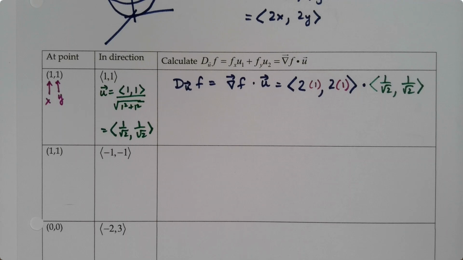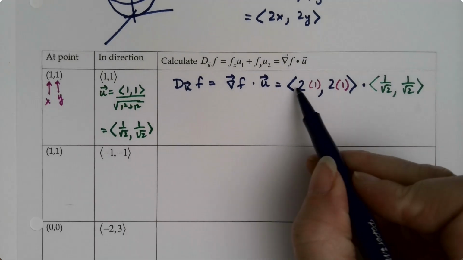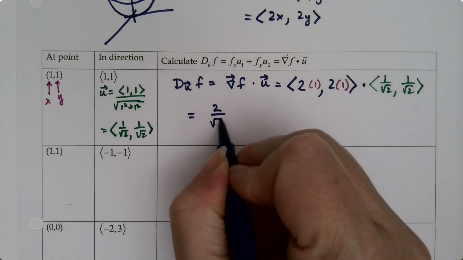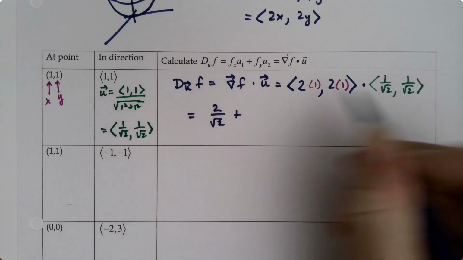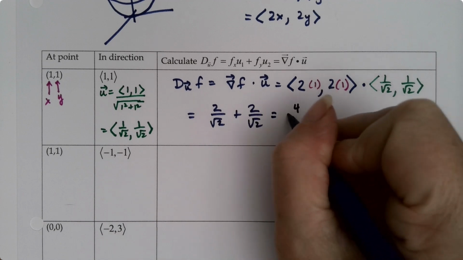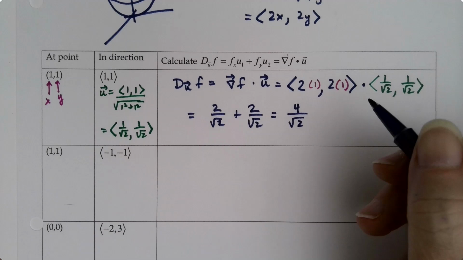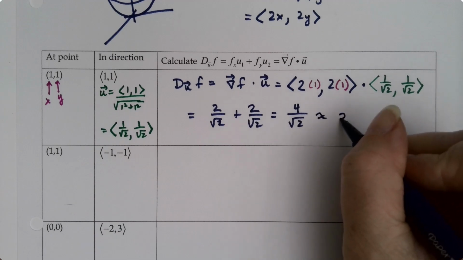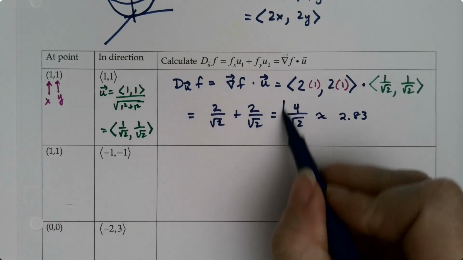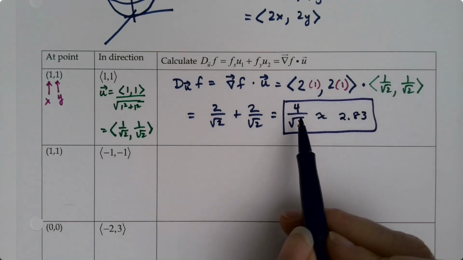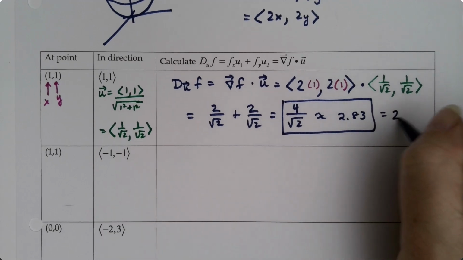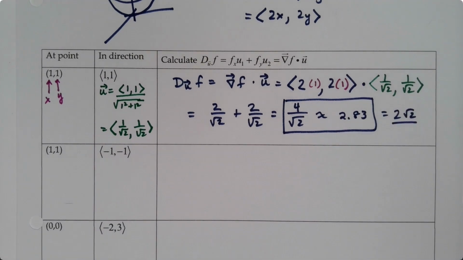It's not that important. Okay, so if I multiply, this is 2. 2 times that would make 2 over the square root of 2 plus another 2 over the square root of 2, which is 4 over the square root of 2, which is about 2.83. There we go. And yes, you could rationalize that. It's 2 square root of 2 if you wanted to know. Right, if you want it rationalized.